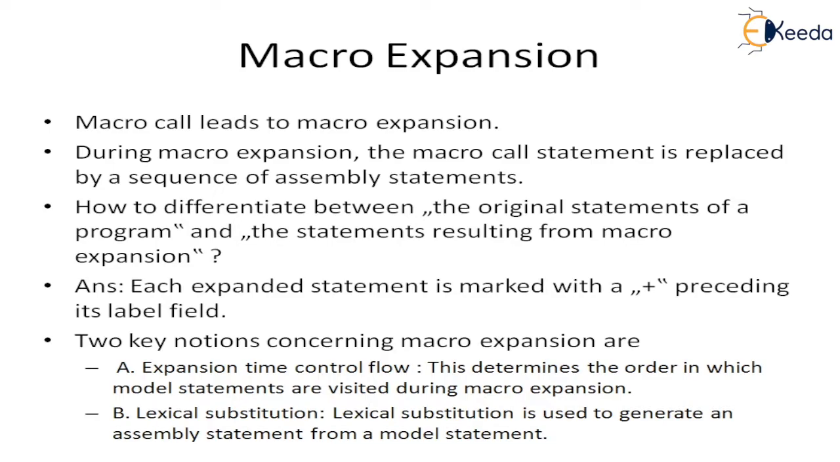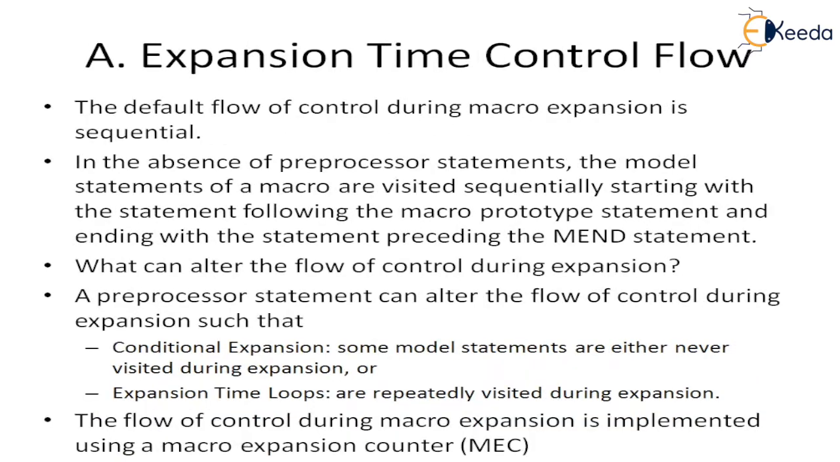There are two types of notation concerning macro expansion. The first one is expansion time control flow and the second one is lexical substitution. Expansion time control flow depends on the time, meaning it maintains the order of determining the model statements visited during the macro expansion, whereas lexical substitution generates the assembly statement from the model statement.